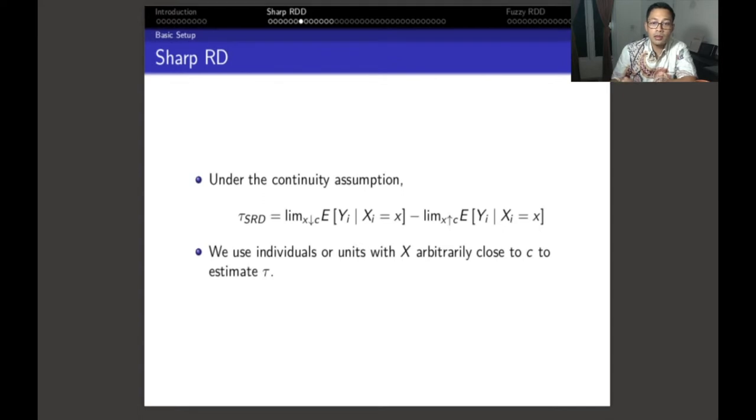Now, under the continuity assumption, the estimated impact using the sharp regression discontinuity design is going to be a comparison of the outcomes of individuals who are close to the cutoff from above, and the expected value of individuals who did not receive the treatment, closing in on the cutoff point from below. Okay, so we basically use the individuals or units with X arbitrarily close to the cutoff point to estimate the impact of the treatment.